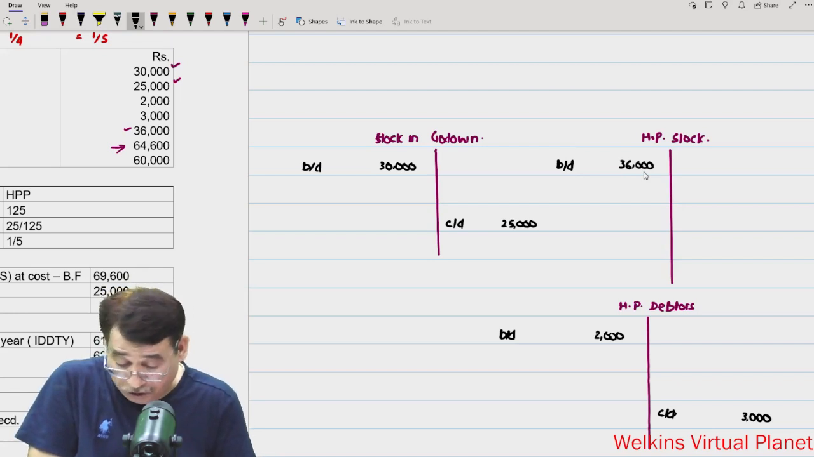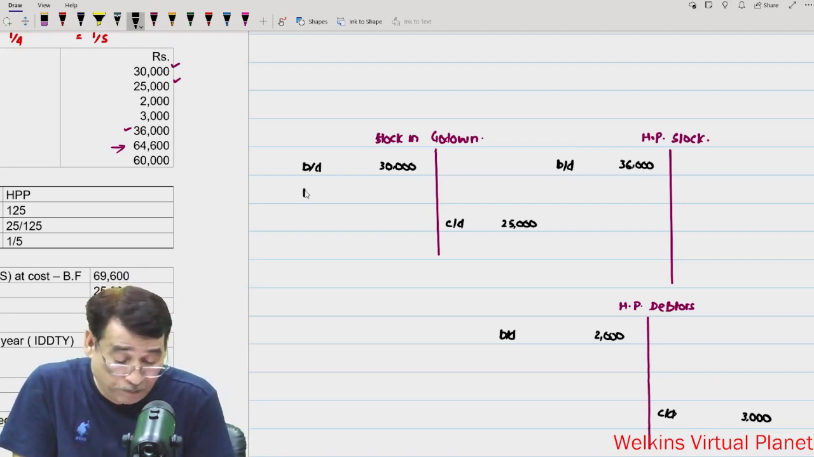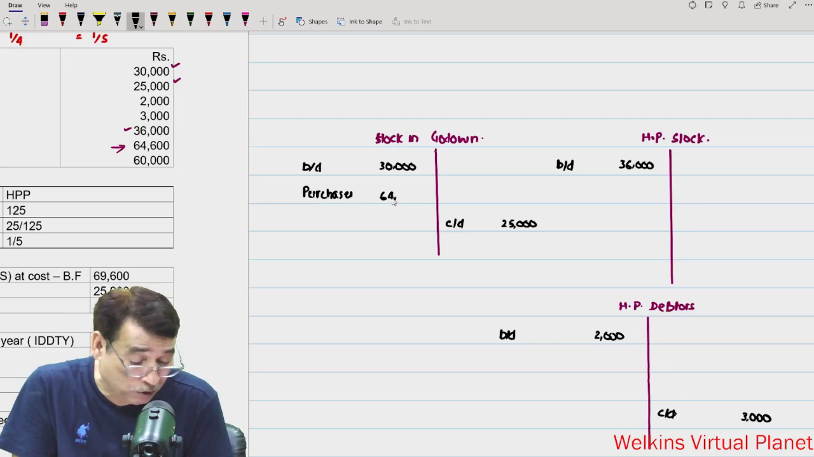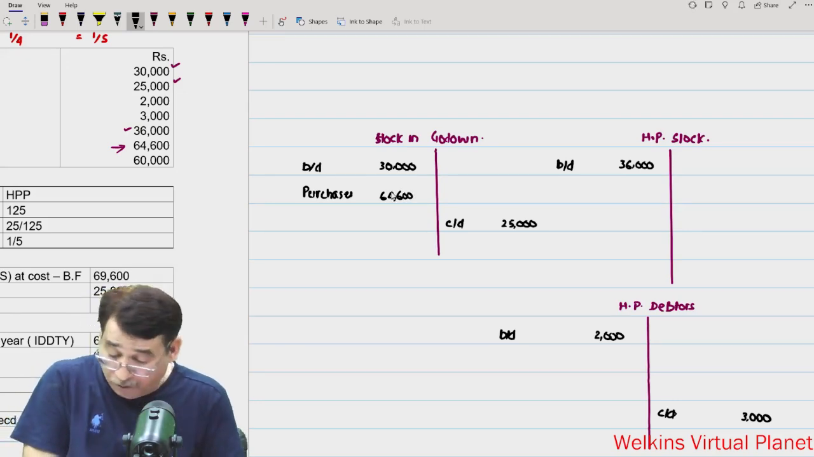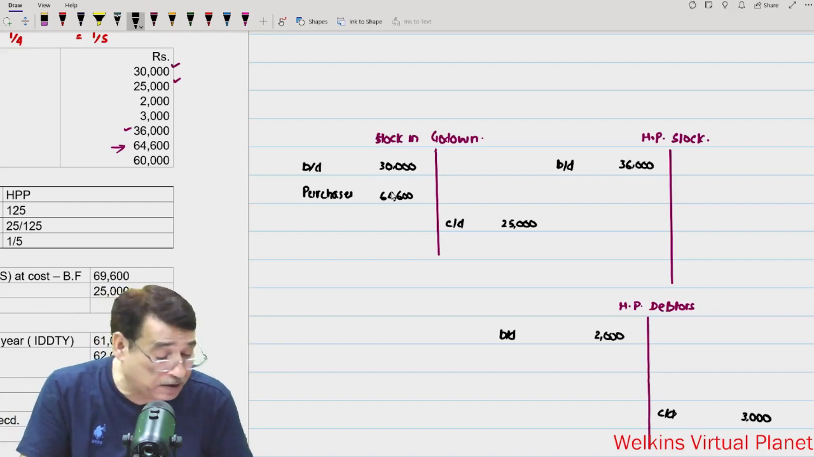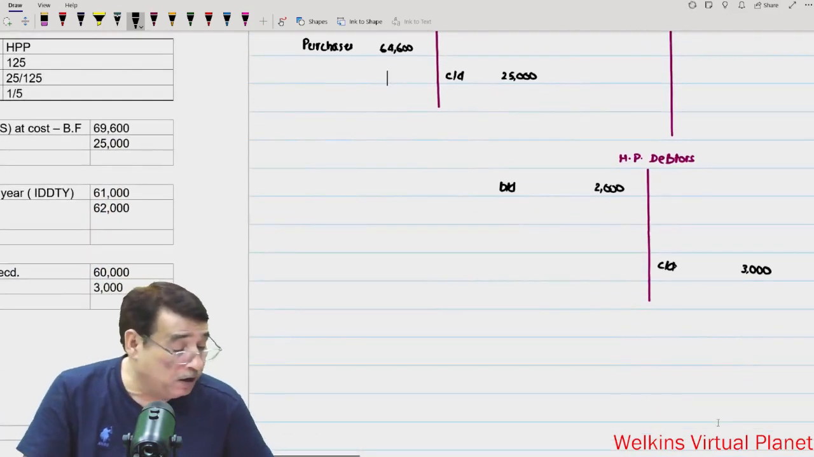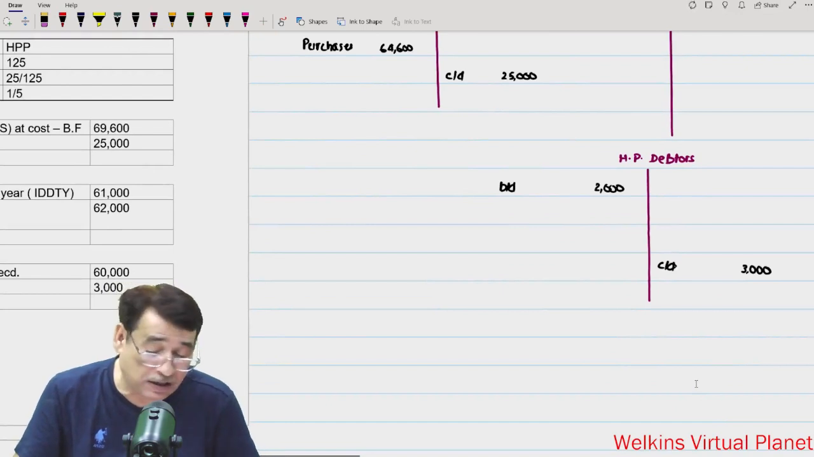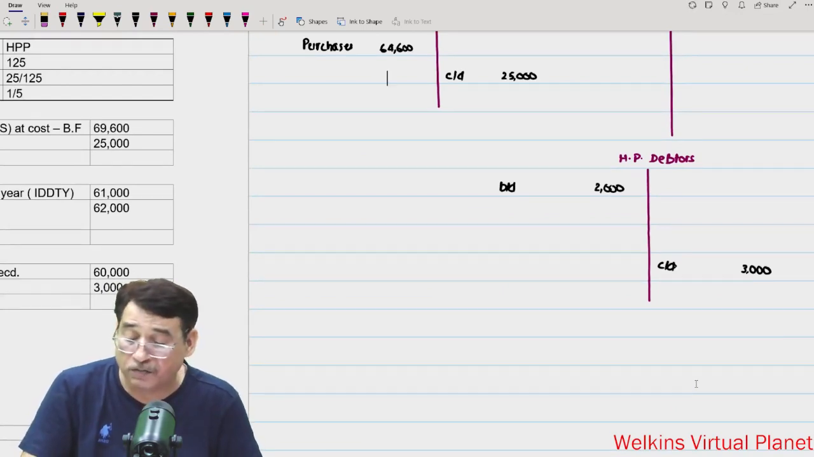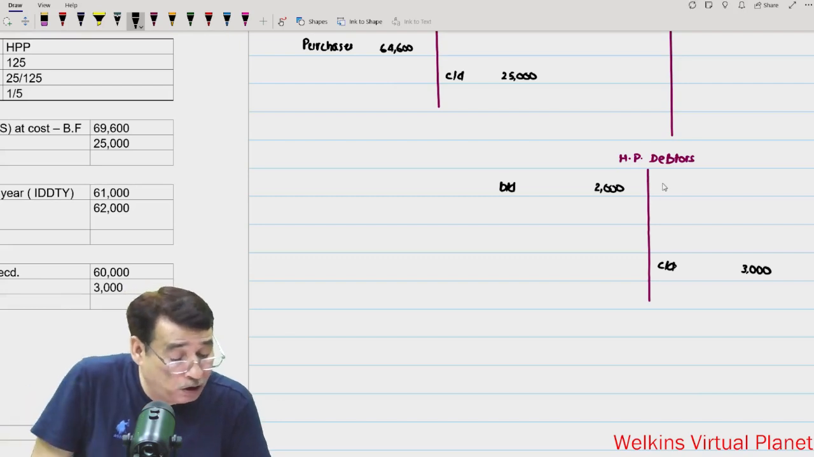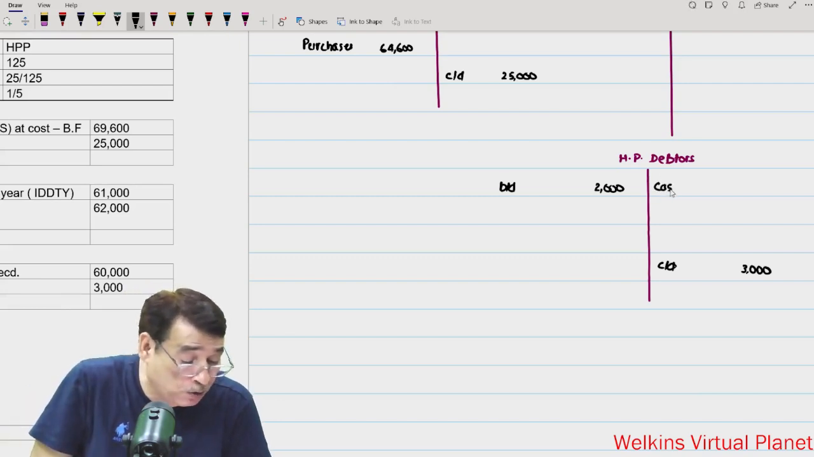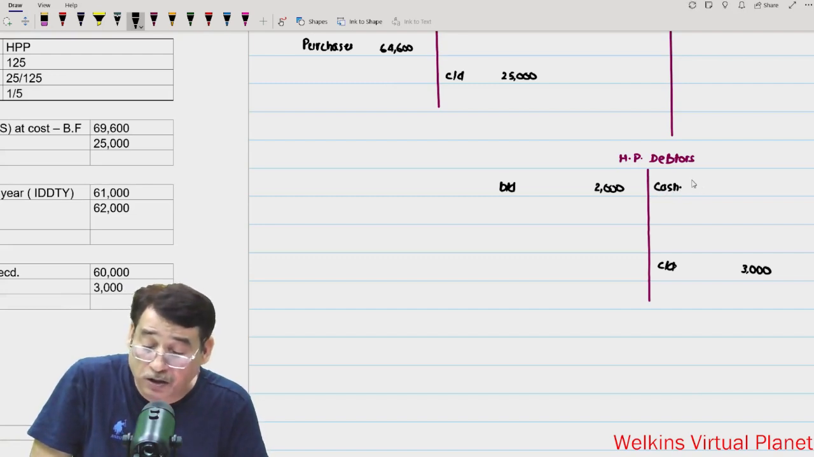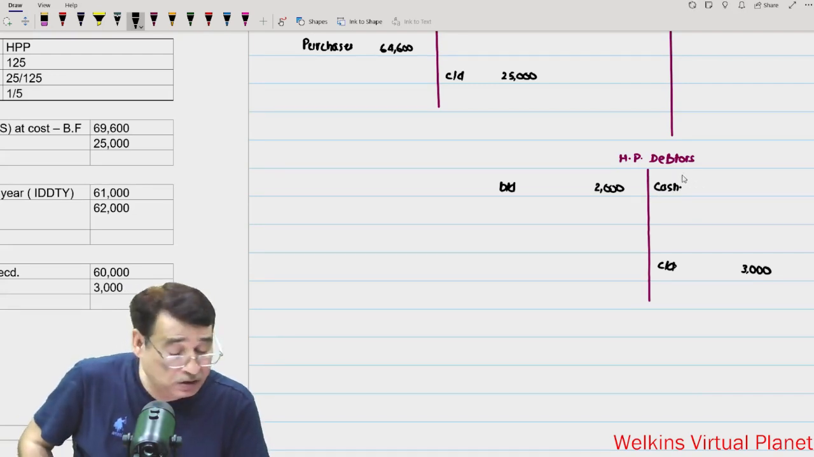Then it is given purchases, 64,600. We know that purchases we are supposed to write in the stock in godown account. Amount of purchases given to us, 64,600. This figure is given to us. After this, installment received. Could you tell me where I am going to write? Installment received is related to debtors. Obviously, in the debtors account, you are going to write these terms, isn't it? So you will write installment received or cash received, whatever you may like to write. So cash received in this particular case is 60,000.